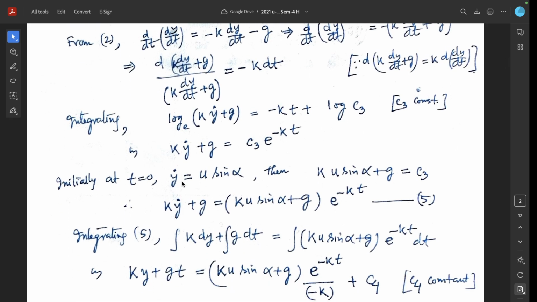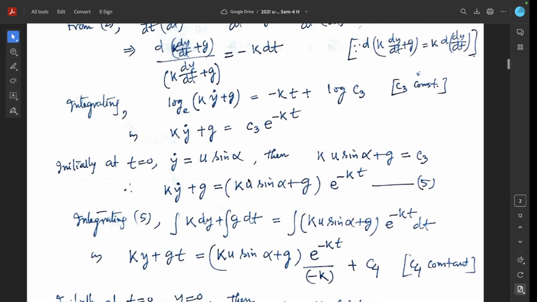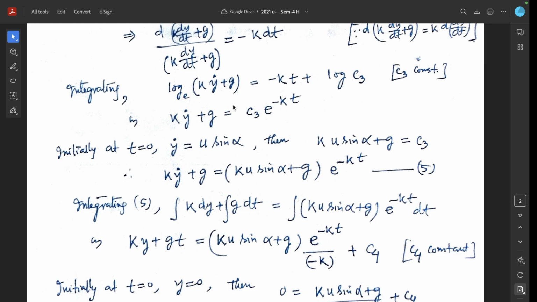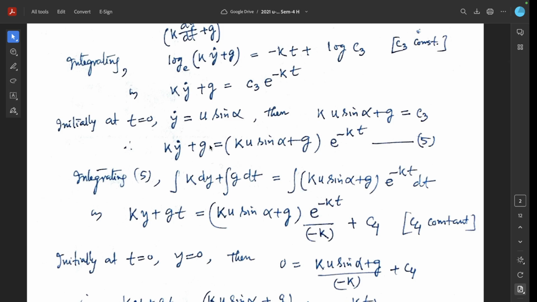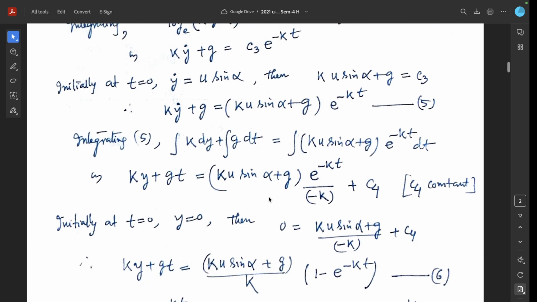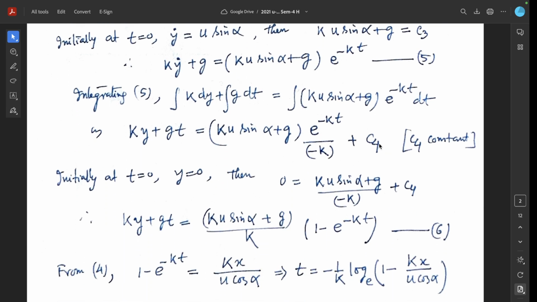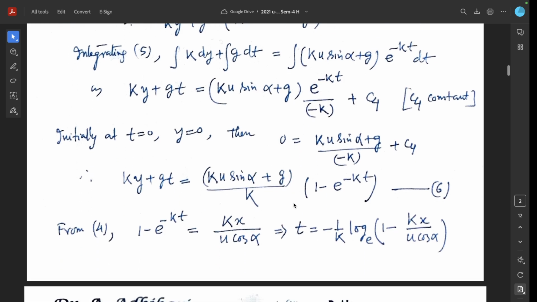And initially t equal to 0, y dot equal to u sin alpha, the vertical component. So from this, the value of c3 equals this. Putting the value of c3 in this equation, we get k y dot plus g equal to this. Integrating this, equation 5, we get this. So this constant of integration c4, and again applying the initial condition t equal to 0, y equal to 0, c4 equals this. Putting this value of c4 in this equation, we get k y plus g t equal to this, equation 6.